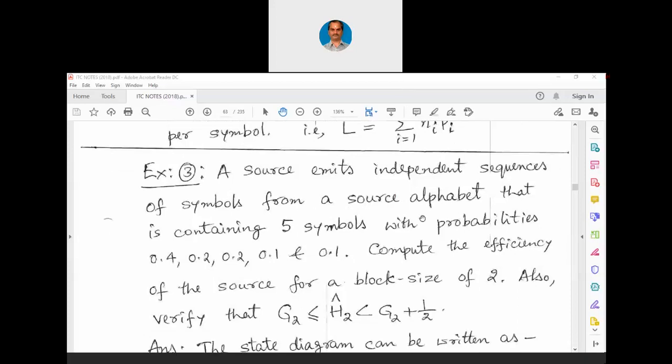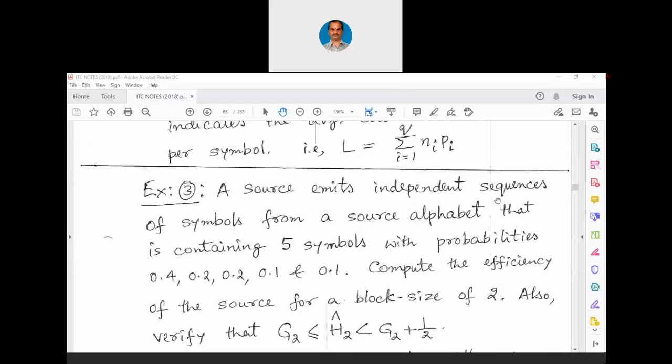So this exercise is: a source emits independent sequences of symbols from a source alphabet containing 5 symbols with probabilities 0.4, 0.2, 0.2, 0.1 and 0.1. Now compute the efficiency of the source for a block size of 2 and also verify that G2 is less than or equal to H2 cap, that is less than G2 plus half. This particular property is what we discussed as the third property during the discussion of Shannon's encoding algorithm.